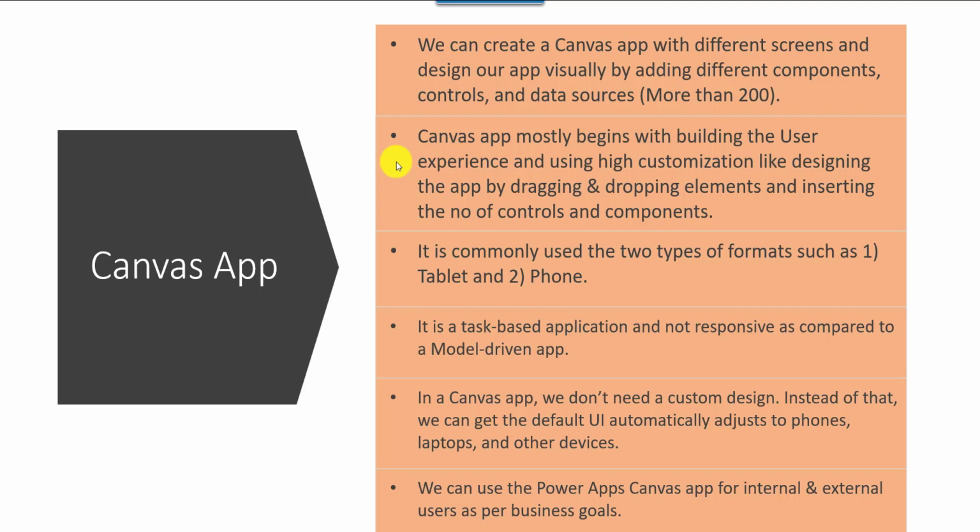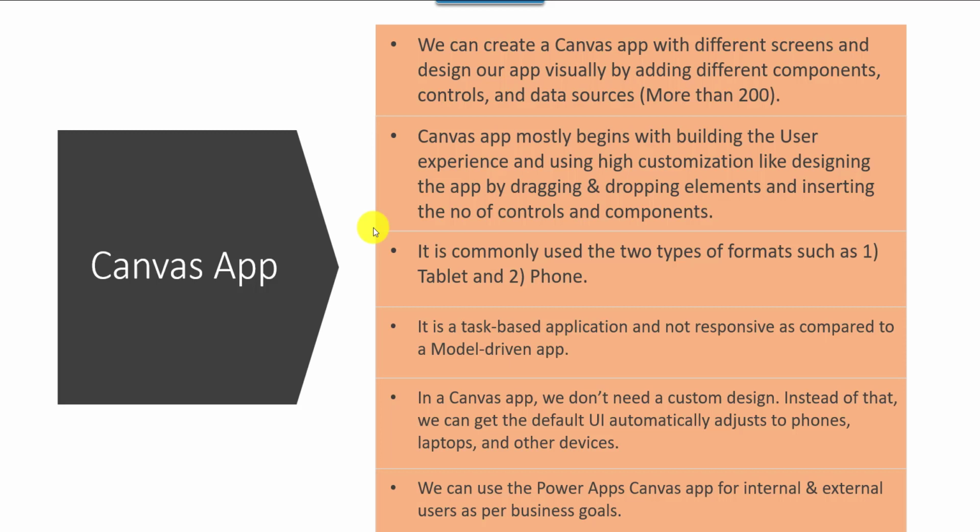First we will discuss about the Canvas app. By using this Canvas app, we can create different screens and design our app visually by adding the different components, controls and data sources, like more than 200. And Canvas app mostly begins with building the user experience and using high customization, like designing the app by dragging or dropping the elements and inserting the number of controls and components. And also it contains 2 different formats like tablet and phone format.